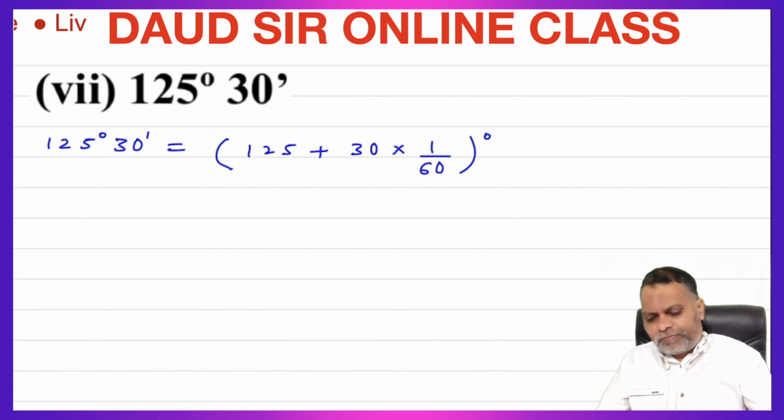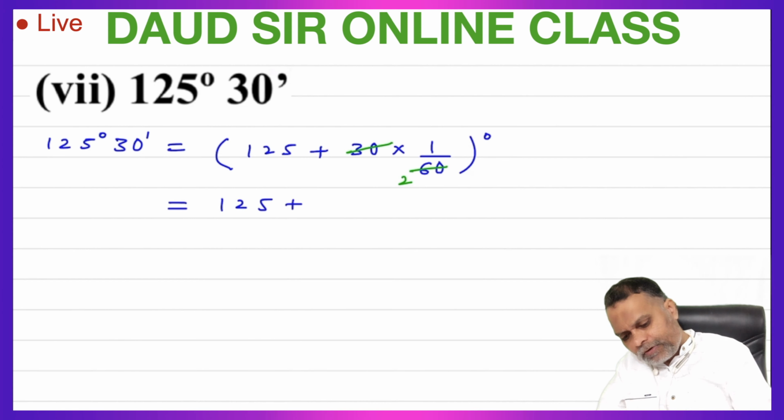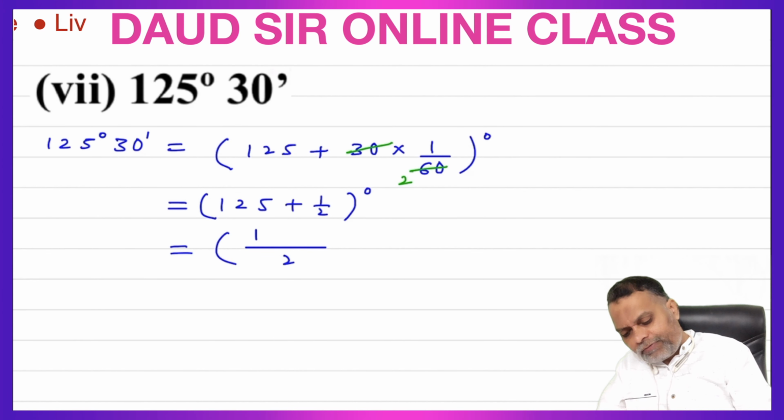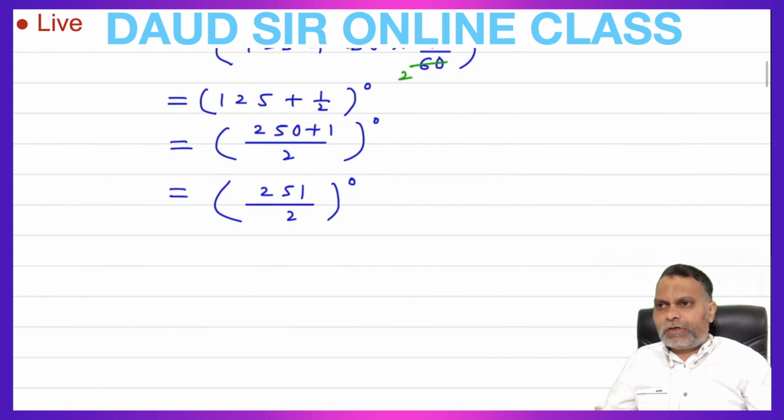Multiply by 1 by 60. Simplify this. 30 1s are 30 and 30 2s are 60. So which is equal to 125 plus 1 upon 2 degree. Take LCM, 2 LCM. 125 2s are 250 plus 1 degree, which is equal to 251 upon 2 degree. This is degree only.